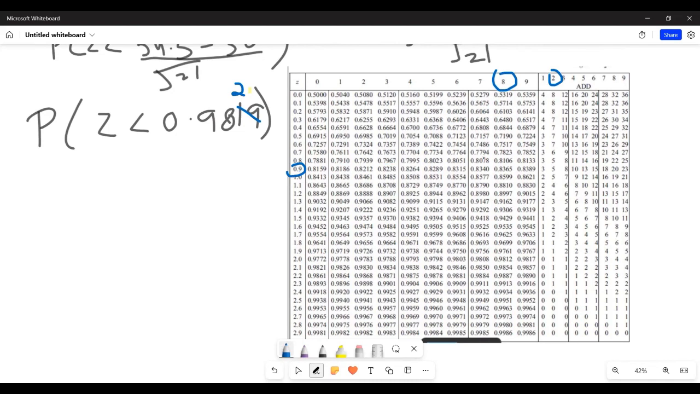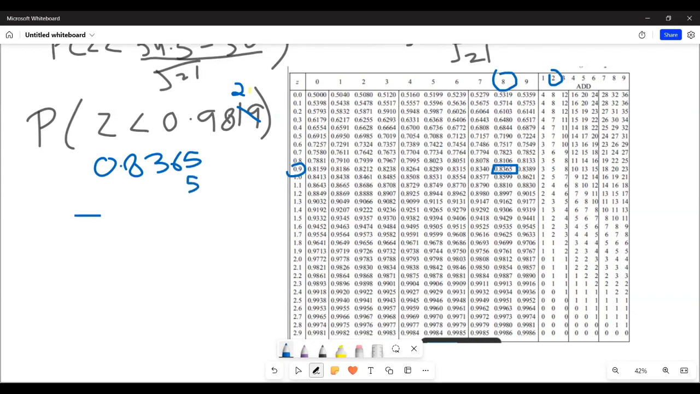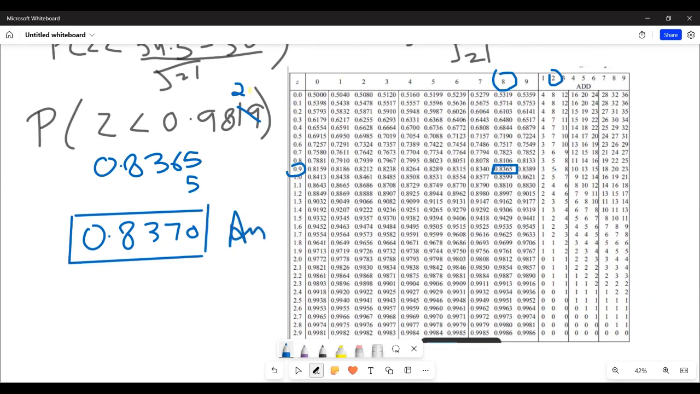Because it's going to be 0.8365 and then plus 5. So 0.8365 and then add 5 to the last number. So 0.837 is the answer. Okay. Next question.